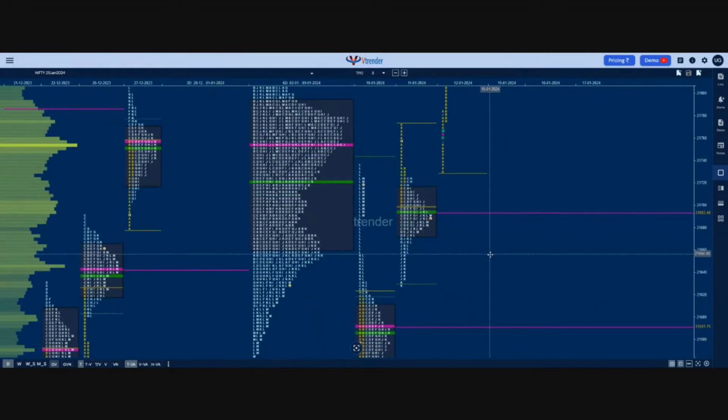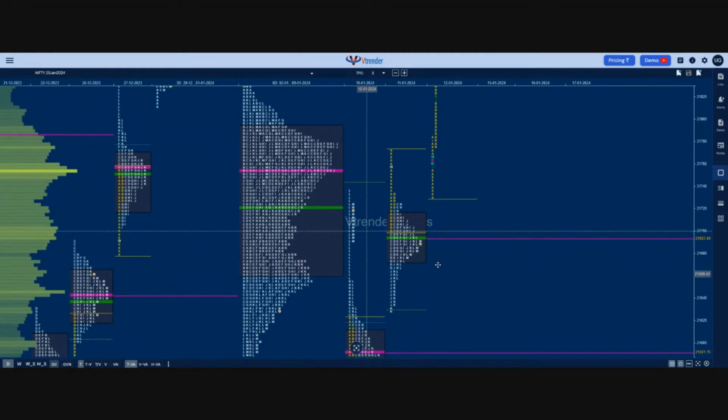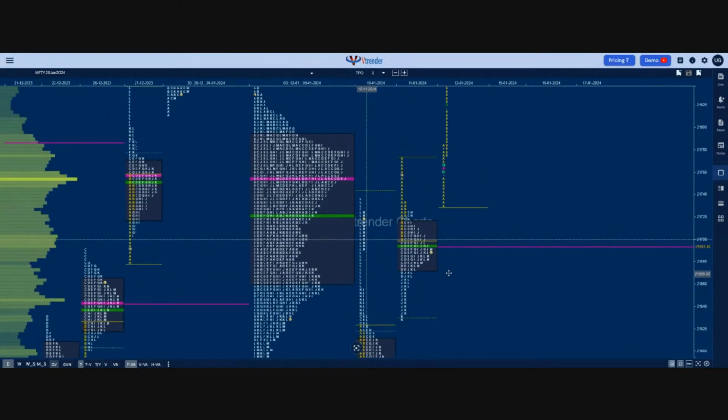So what happened then was, what the auction tried was it made an attempt to move away from this value area on the downside and it failed. So now it will make an attempt to do the same on the upside. But we will need to get that confirmation from market profile. How do we get that? We'll need to get some initiative activity on the value area high.